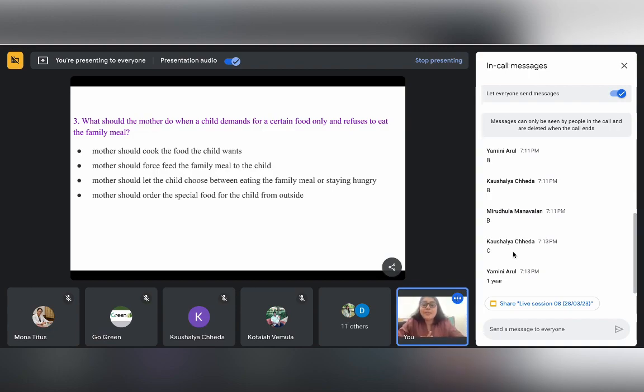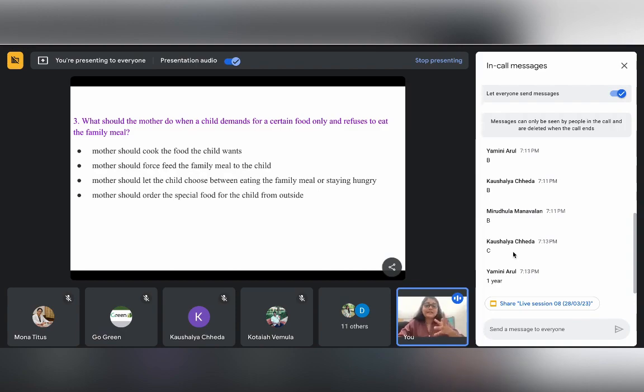Second, mother should force feed the family meal to the child. We have also observed a lot of mothers or people in different families saying okay, the child is not having it, so we'll force feed that child. But that will agitate the child more, and that will repel the child more. So the mother shouldn't force feed the meal to the child. Next, mother should let the child choose between eating the family meal or staying hungry, and mother should order the special food for the child from outside. Also, outside food is a complete no. So mother should let the child choose between eating the family meal or staying hungry.